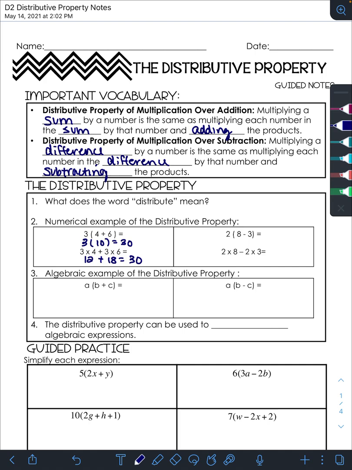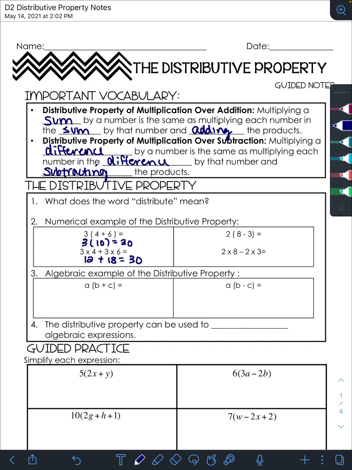So what it is basically saying is that multiplying a sum by a number, so 4 plus 6 would be my sum, times 3 gives me 30, is the same as multiplying each number in the sum, so 3 times 4 gives me 12, 3 times 6 gives me 18, and then adding them together gives me 30.